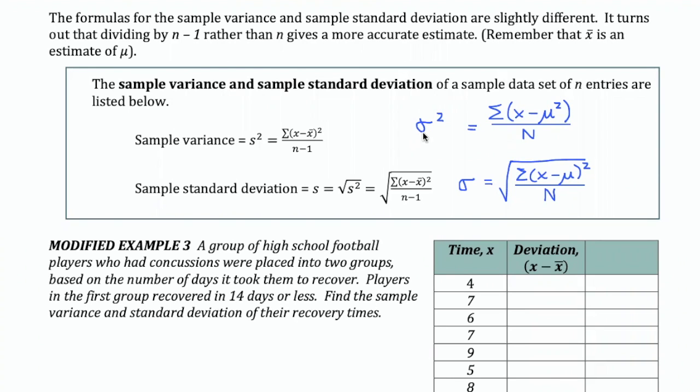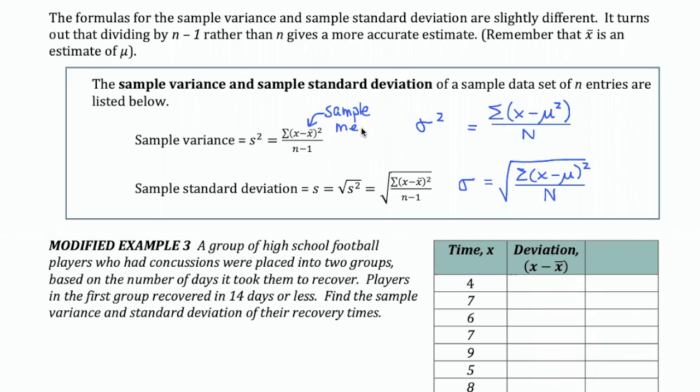Instead of using the little Greek letter sigma, when we do samples, we tend to revert back to English letters. So we've got a lowercase s here. In the numerator, you'll see we're still going to sum up. We're going to take each piece of data and subtract x bar. And keep in mind, x bar is the symbol for the sample mean.